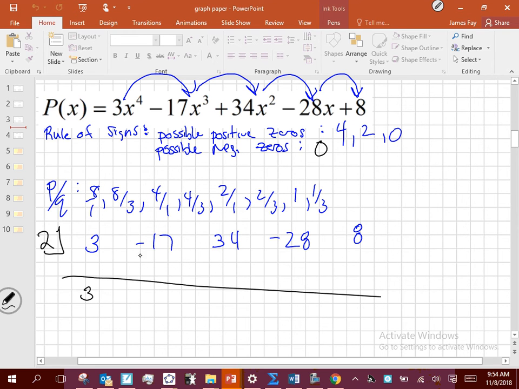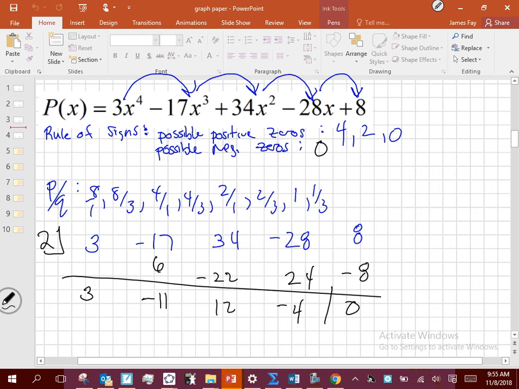Bring my 3 down, multiply, gives me 6. Gives me negative 11, negative 22, gives me 12, 24, gives me negative 4. Multiply that, gives me negative 8. And now I've got a 0, right? So I want to see that work. Okay, that's what I'm going to grade you on.